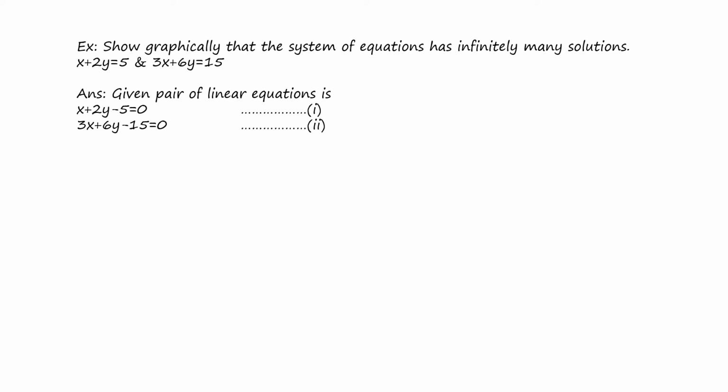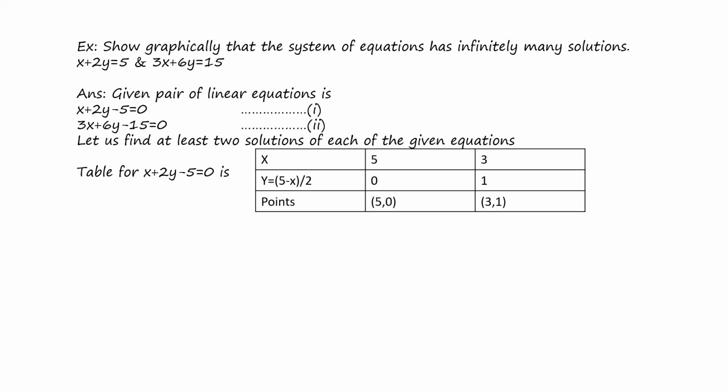Let us find at least 2 solutions for each of the given equations. Now the table for x plus 2y minus 5 equals 0: when x is 5, y is 0, and when x is 3, y is 1. So we got 2 points, (5, 0) and (3, 1). You can see a straight line AB joins the points A (5, 0) and B (3, 1).